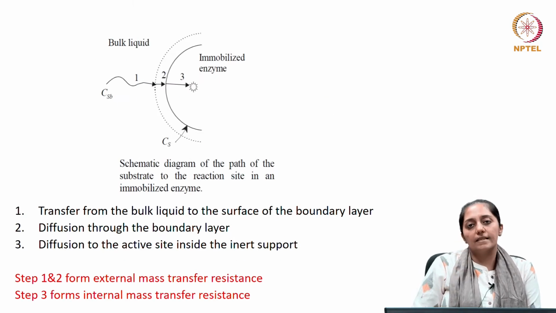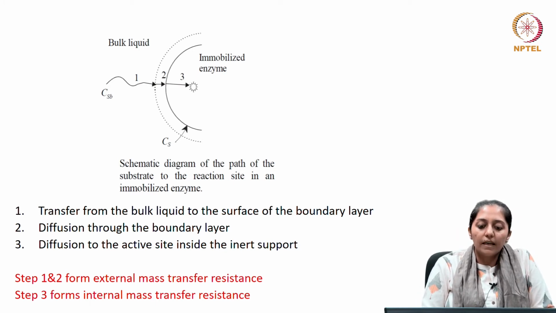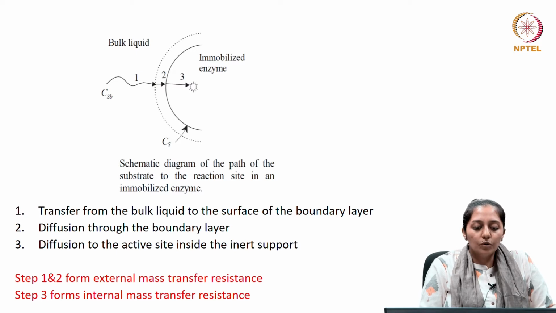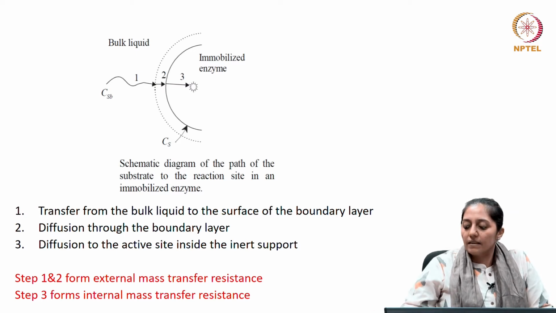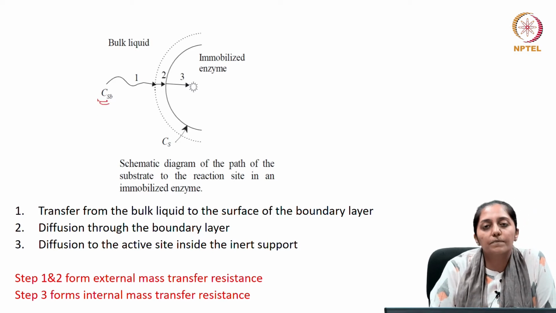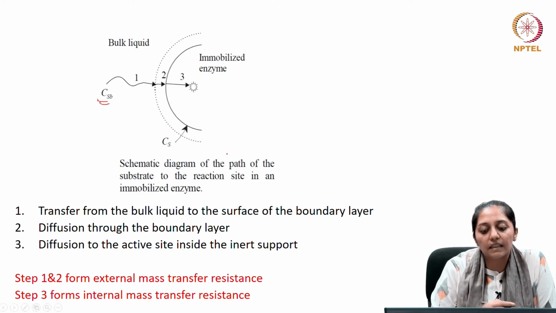Now in both these cases, the substrate has to diffuse in from the bulk liquid and reach the reaction center or the enzyme for the reaction to happen. Now let us assume, as shown in the picture here, that the substrate concentration in the bulk is denoted as CSB. So the path which it has to take to reach the immobilized enzyme before the reaction can take place will involve step 1, which means movement from the bulk to the surface. Now this surface is nothing but the film.